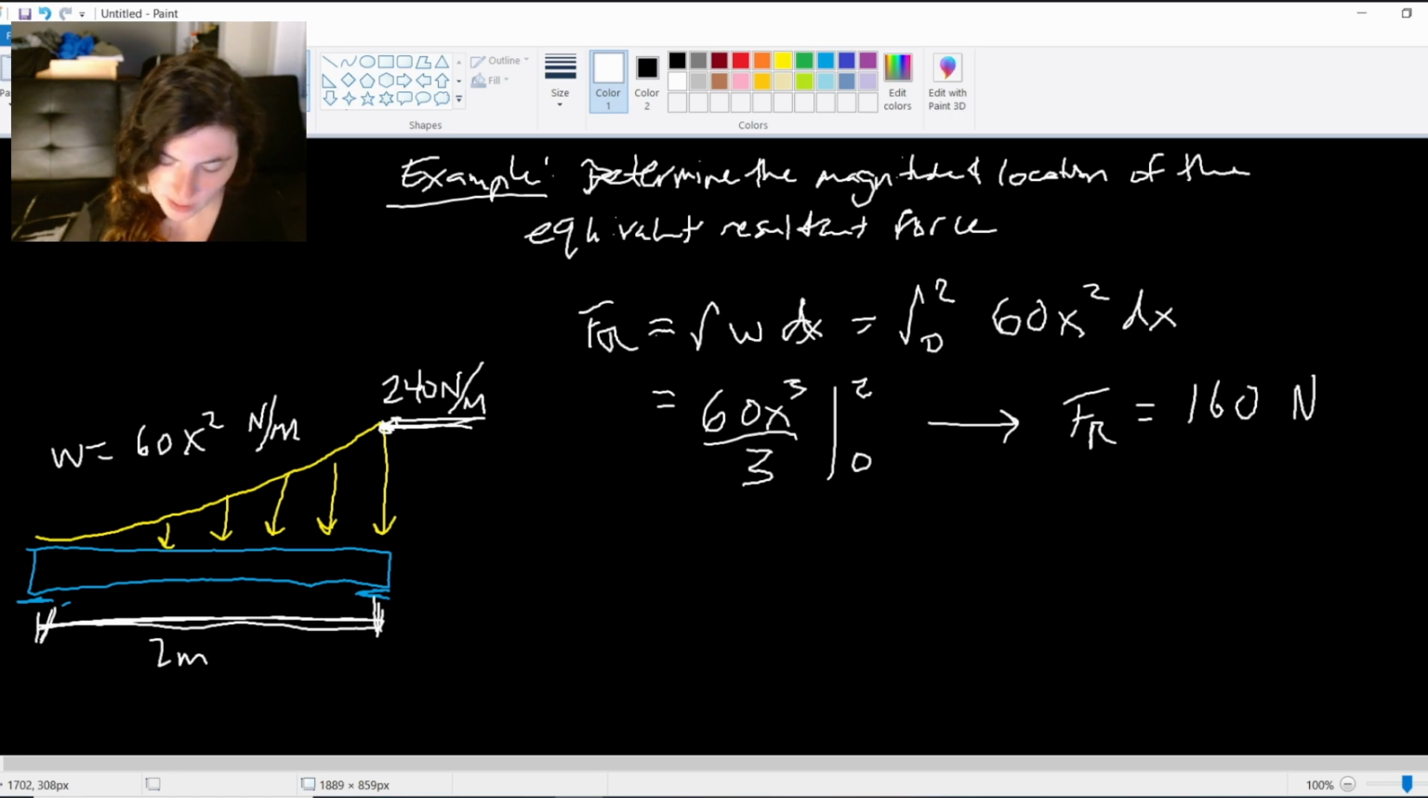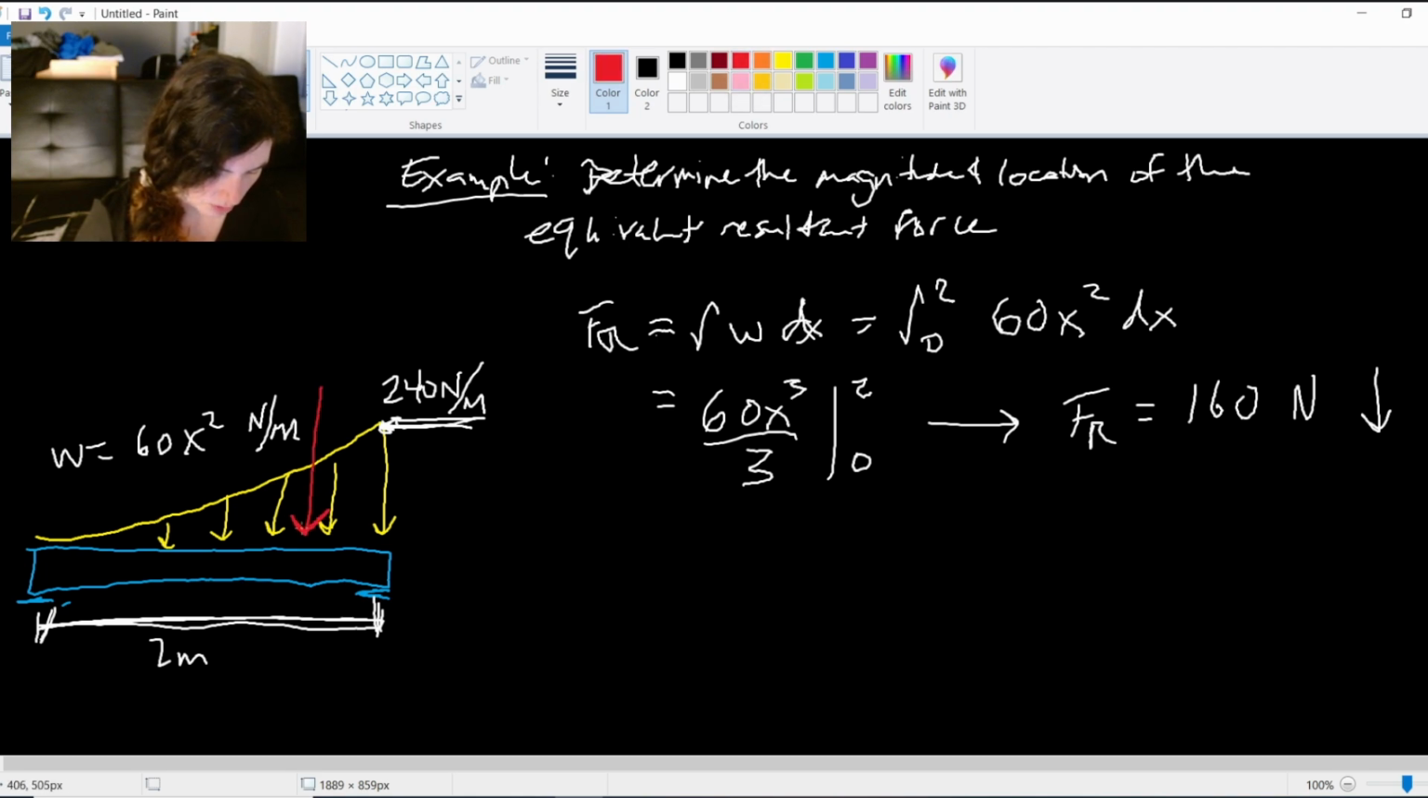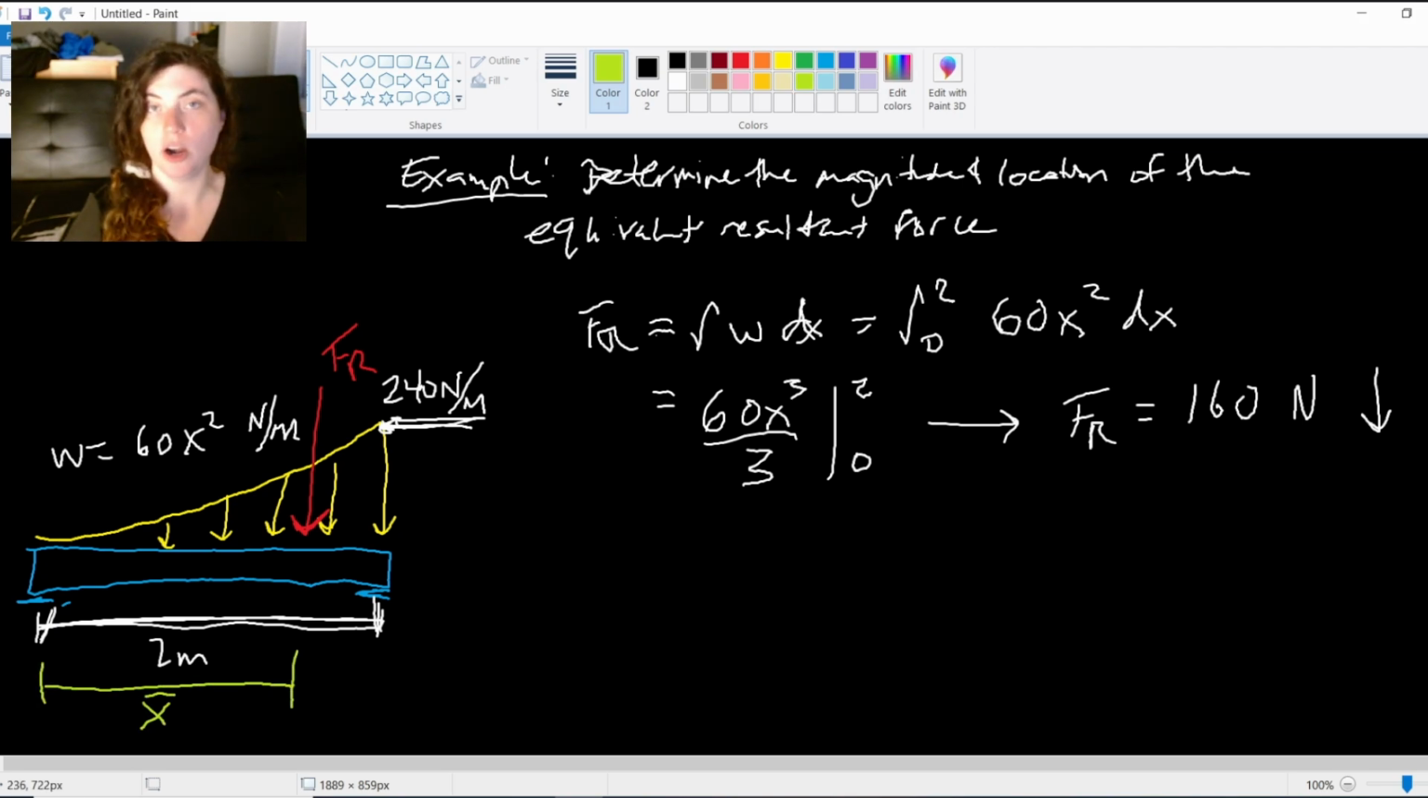160 newtons, and that's pointing downwards. This loading is pointing downwards along the beam, so this resultant force is going to be downwards on the beam. This is FR. Now we need to find the location, this distance x bar, the centroid, where FR is located.